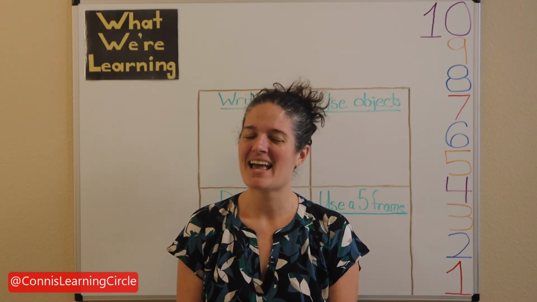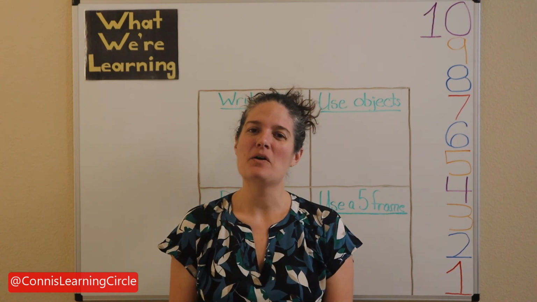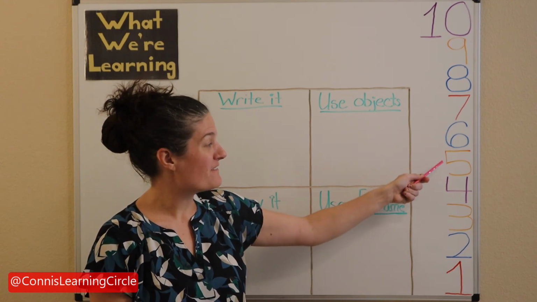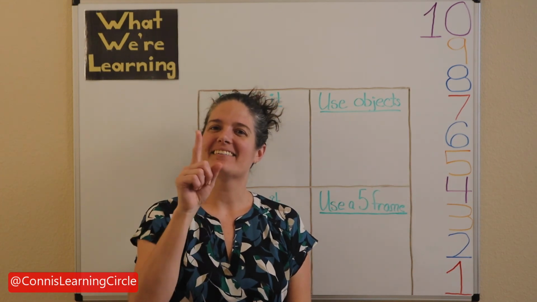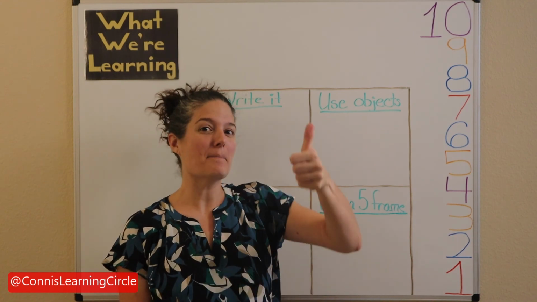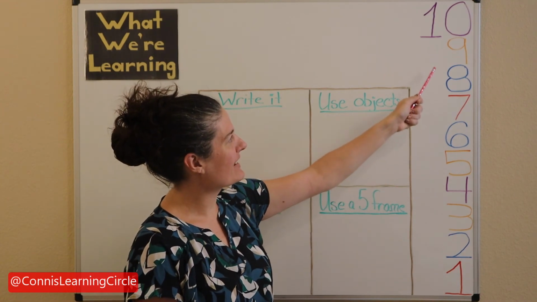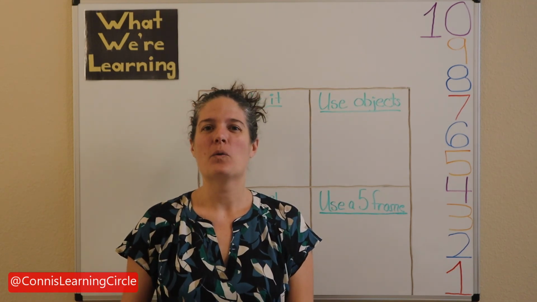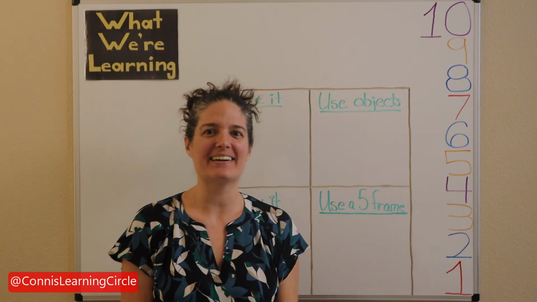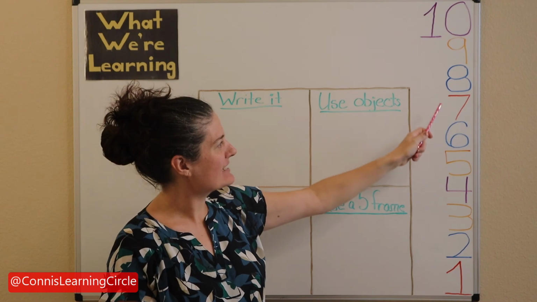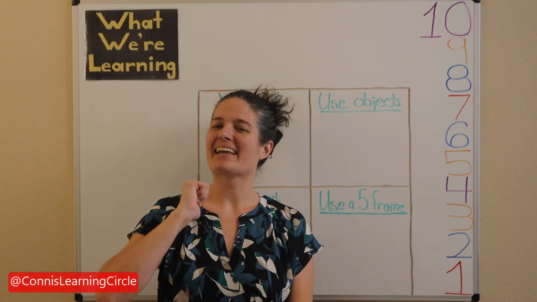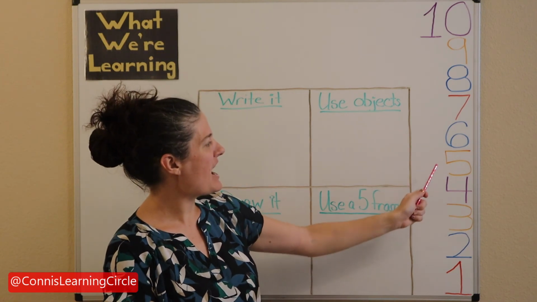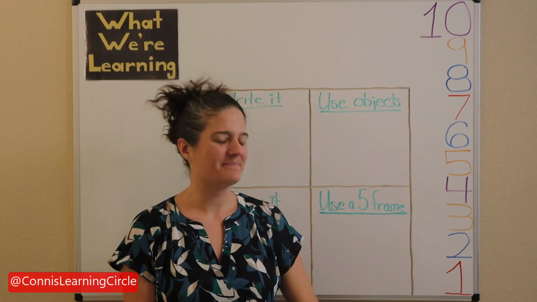Here we go. I can count, you can count, we can count up together. 1, 2, 3, 4, 5. I can count, you can count, we can count up together. 6, 7, 8, 9, 10. I can count, you can count, we can count down together. 10, 9, 8, 7, 6. I can count, you can count, we can count down together. 5, 4, 3, 2, 1.